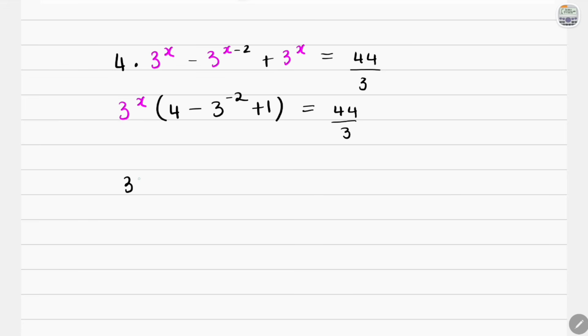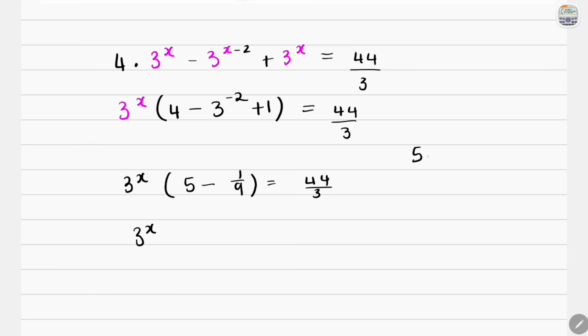So we can just rewrite this as 3 to the power of x. And we have, so this is 4 plus 1, which is 5. And then minus, if you say 3 to the power of negative 2, it's the same thing as saying 1 over 3 squared, which is 1 over 9. So minus 1 over 9, and then it's equal to 44 over 3. And then just simplify that.